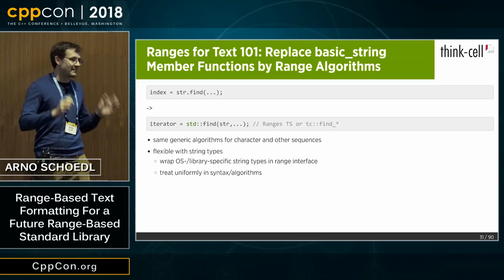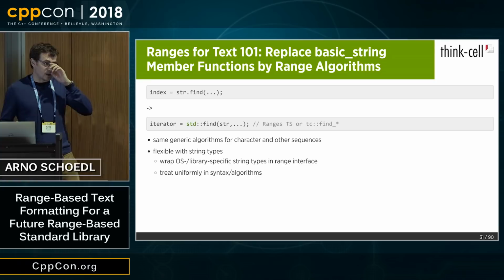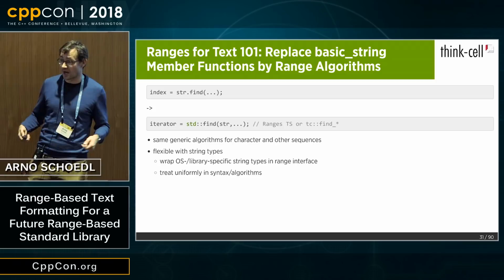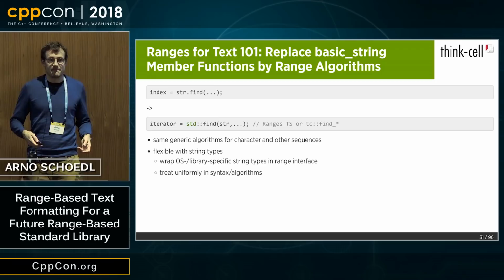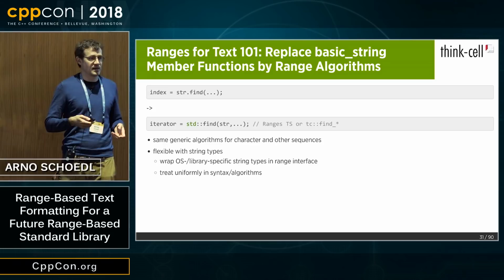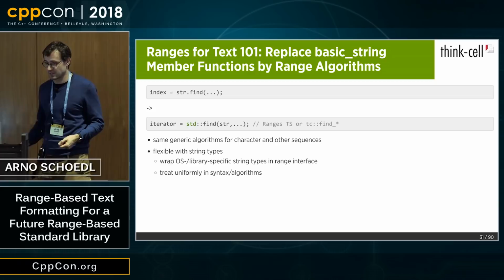This also allows you, quite frequently, if you're interacting with some operating system, for example, if you do Windows on COM, it insists on a particular string type, say BSTR. Now, with ranges, you can wrap that string type into an interface that is just a range interface, and you can again use the same algorithms that you want to use with everything else.